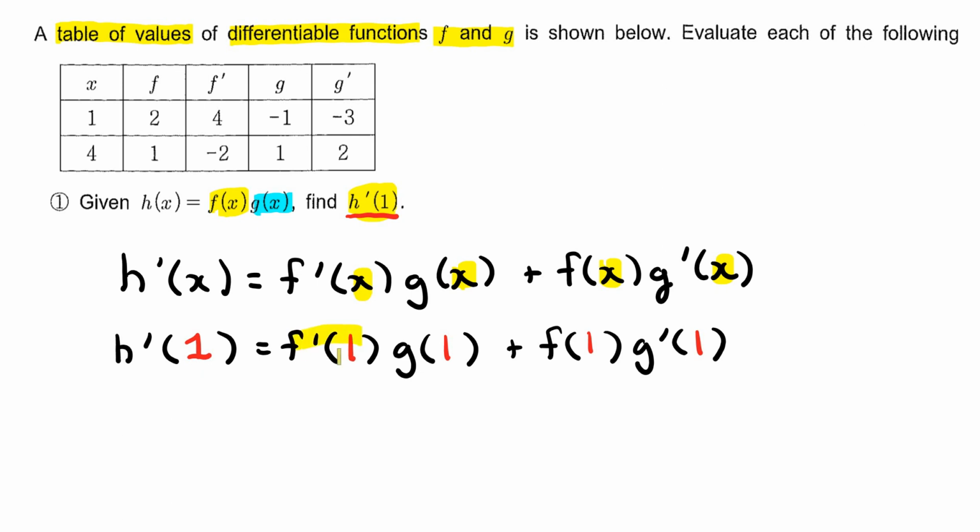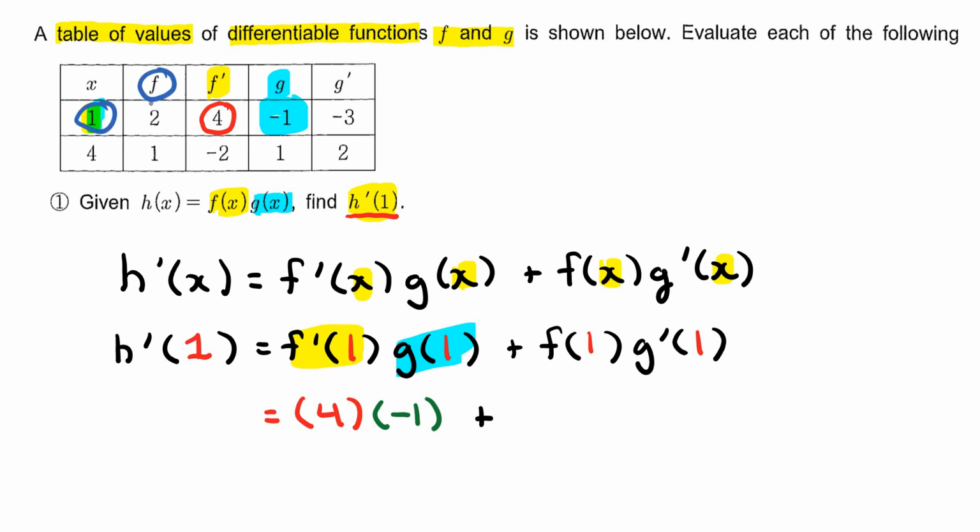So let's look at f prime of 1. Where is f prime of 1 on the table? Well, here's f prime and there's 1, so f prime of 1 has a value of 4. So this will be 4 times, and then what's g of 1? Well, g is right there, there's the 1, so g of 1 is negative 1. So 4 times negative 1, and then plus, now what's f of 1? If I follow f, when x is 1, f of 1 has a value of 2.